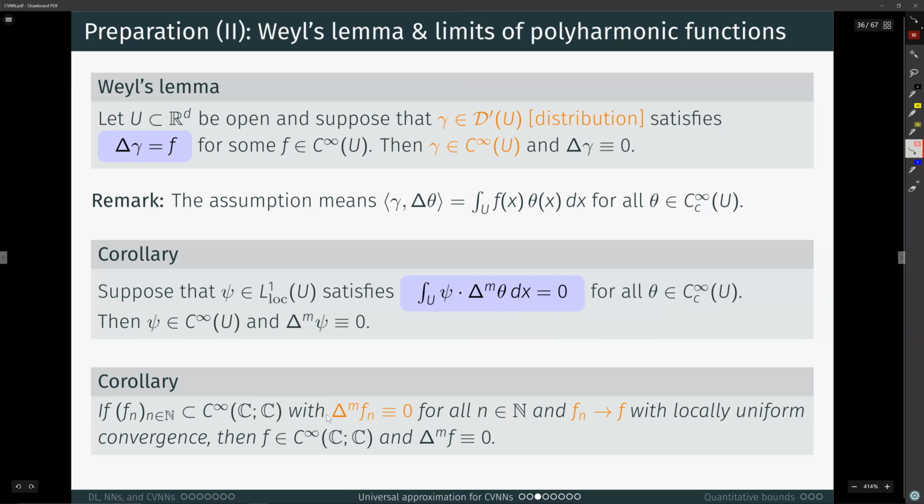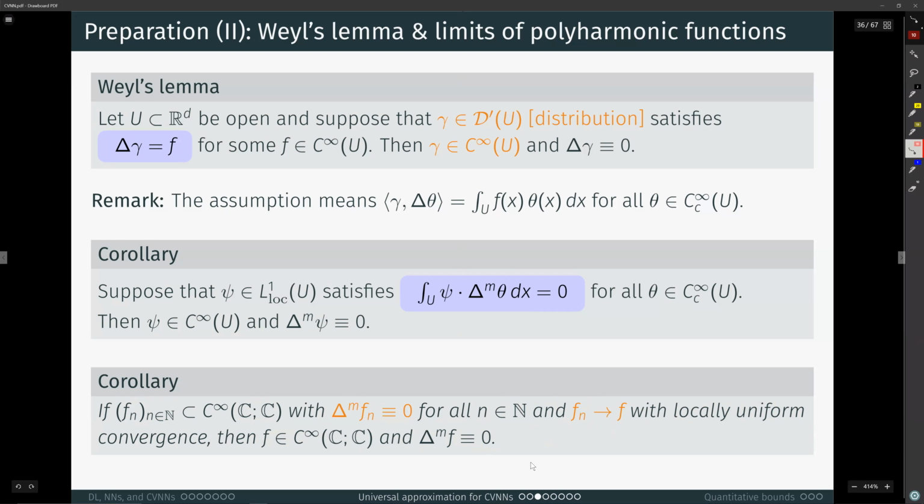If you have a sequence of polyharmonic functions with a fixed degree of polyharmonicity, if you want, m, and they converge locally uniformly to something, then the limit is again polyharmonic. So this is somehow related to the fact that if you have a locally uniform limit of holomorphic functions, then the limit is again holomorphic. And this we will use quite a bit. Okay, so like holomorphicity, being polyharmonic is also preserved under locally uniform limits.